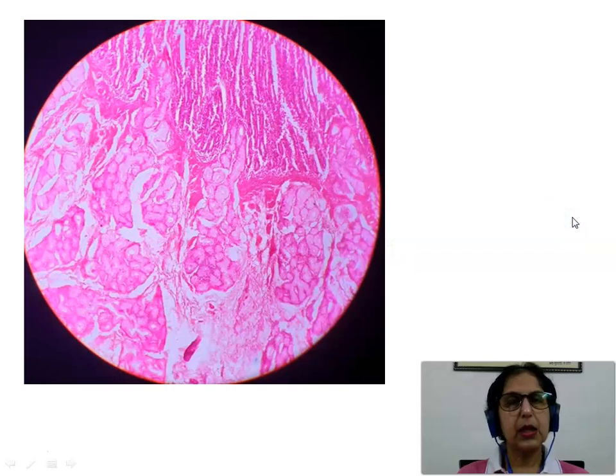A high power view showing the Brunner's glands. This is the submucosa containing the Brunner's glands, mucus acini having a clear cytoplasm and a flattened nucleus towards the base of the cells.